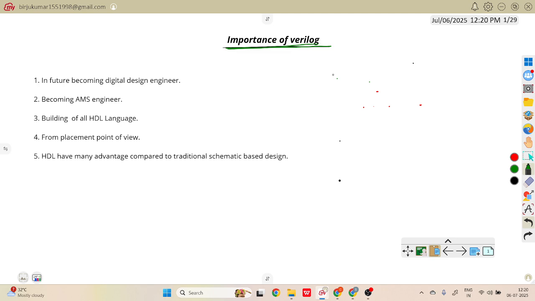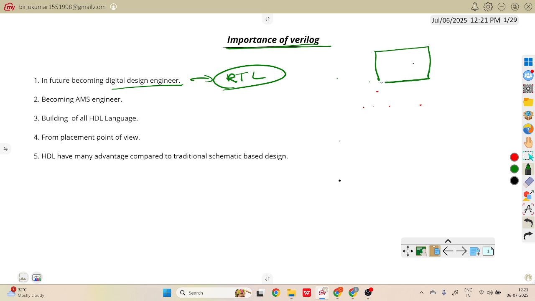Everyone has a goal to enter the VLSI industry. That's why you are doing an MTech in VLSI, and that's why you took the EC course in most cases. Your motive is to enter the semiconductor field. In the future, if you are becoming a digital design engineer, especially an RTL engineer, you need to write code for the architecture.